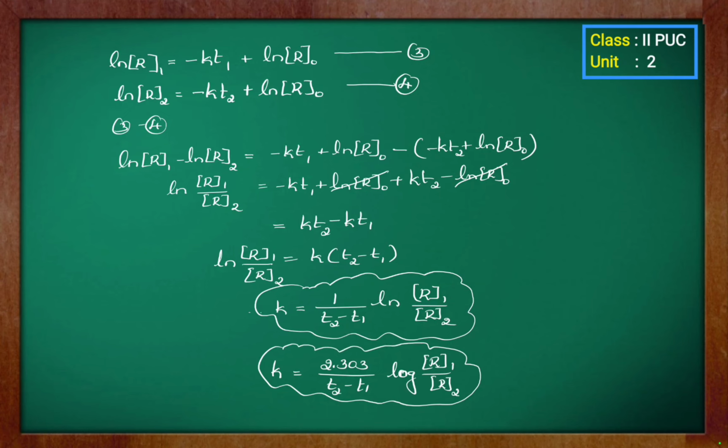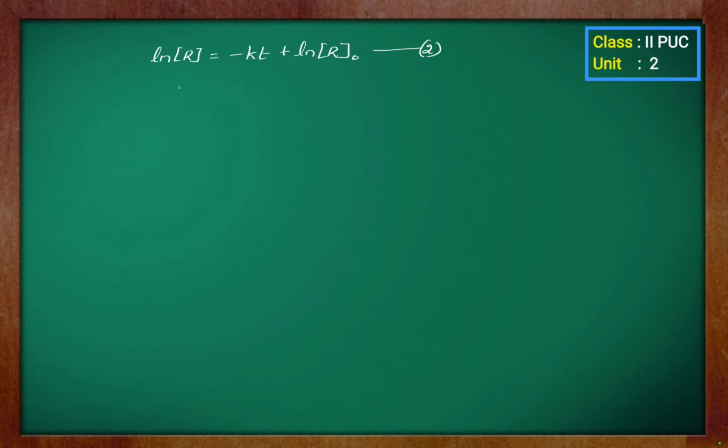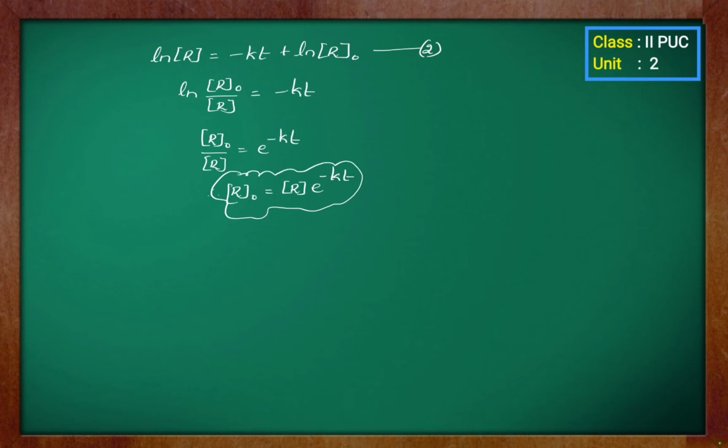So making use of any one of these expressions, we can determine the rate constant at two times T1 and T2 when the corresponding concentrations of reactants are provided to us. Again, considering equation 2, we can write ln R0 divided by R, which is equal to minus KT. Taking antilog on both sides, you can write R0 divided by R is equal to e to the power minus KT. And therefore, we can calculate the initial concentration of the reactant R naught, which is equal to the concentration of the reactant at time T, that is R into e to the power minus KT. So this is how we can determine the initial concentration of the reactant involved in a reaction.